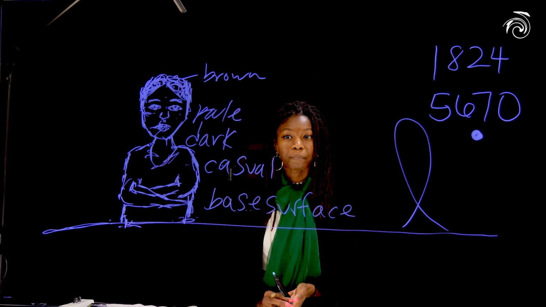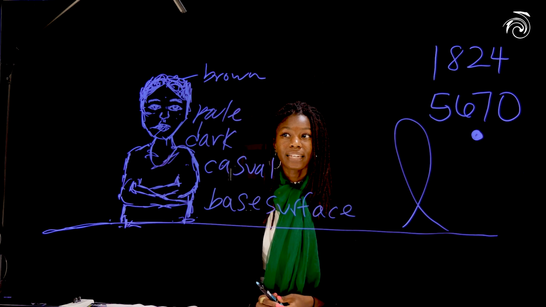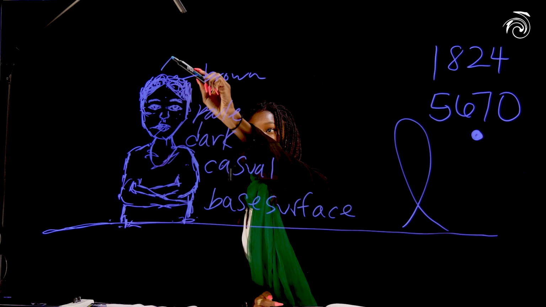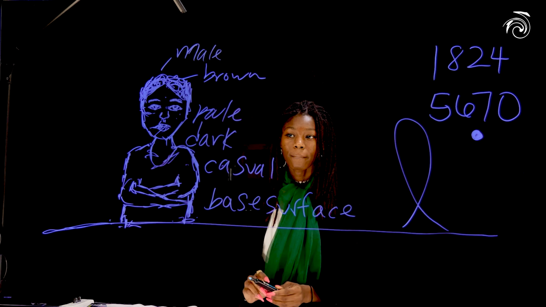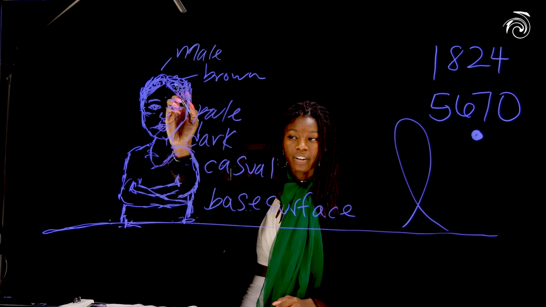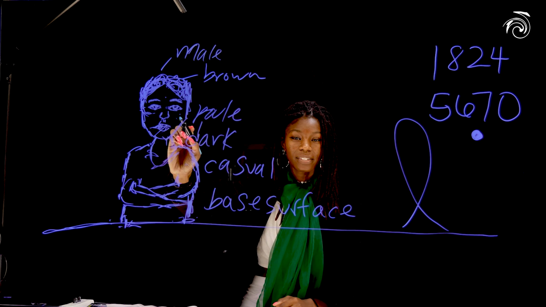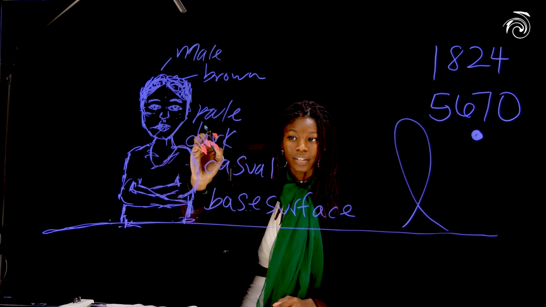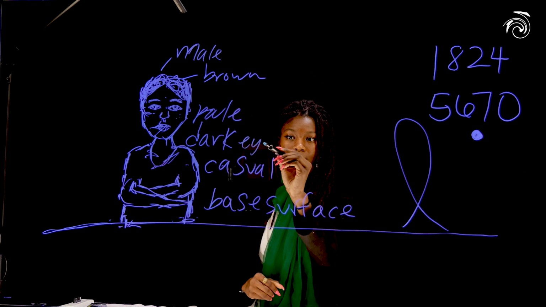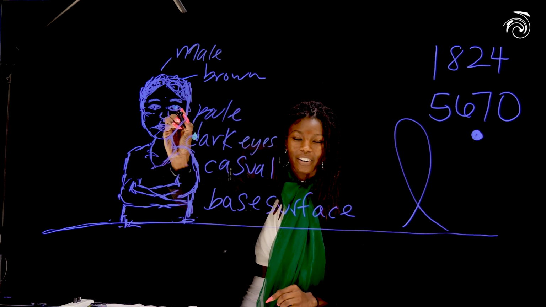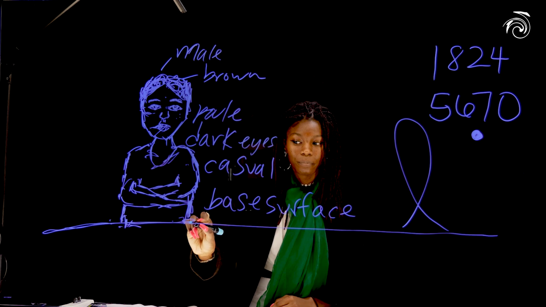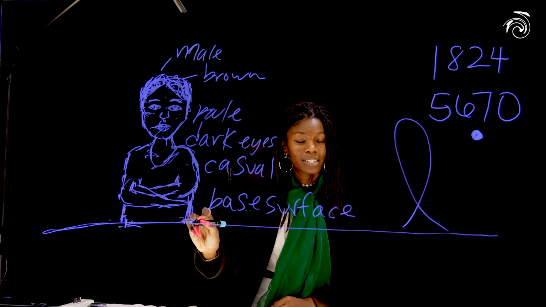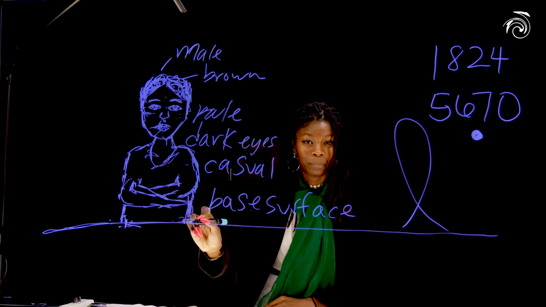At the moment, the description of my subject is that this is a male subject. They have brown hair, pale skin, dark eyes. That's what I asked. Dark eyes, casual clothing, and if they are on a base surface or not on a base surface, they are on a base surface.